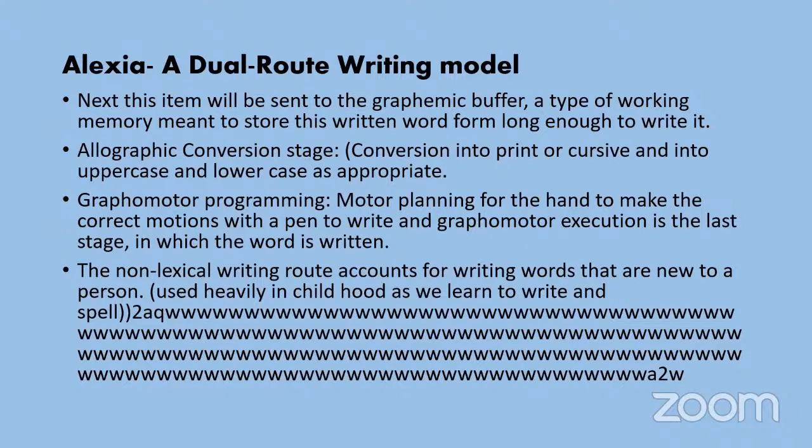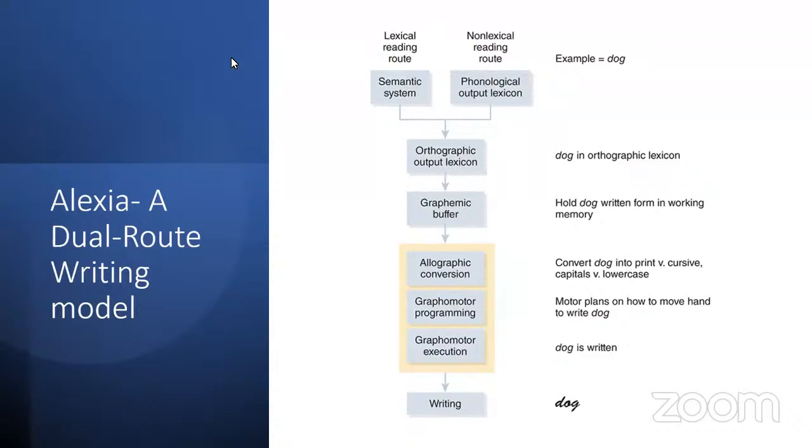And we have to really assess reading and writing very carefully in our language assessments. So this is the dual route model. You can see the lexical route and non-lexical route, the semantic system, phonological output lexicon, and orthographic output lexicon, graphemic buffer, allographic conversion, graphomotor programming, and graphomotor execution to write. So you can see the dog example, which is a lexical route.